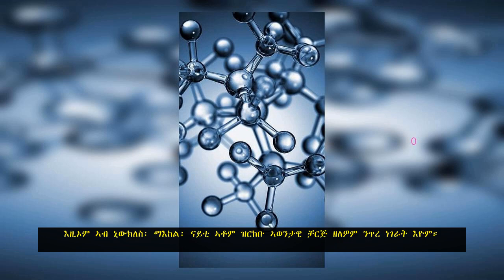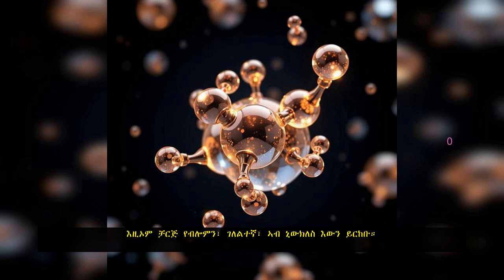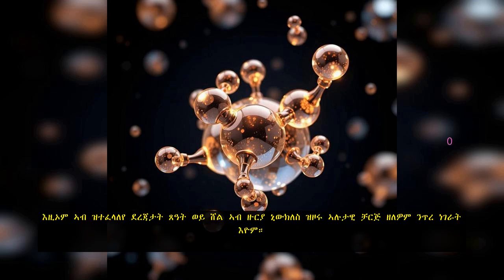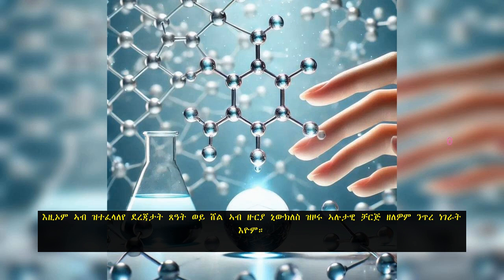Protons. These are positively charged particles found in the nucleus, the center, of the atom. Neutrons. These have no charge, neutral, and are also located in the nucleus. Electrons. These are negatively charged particles that orbit around the nucleus in different energy levels or shells.